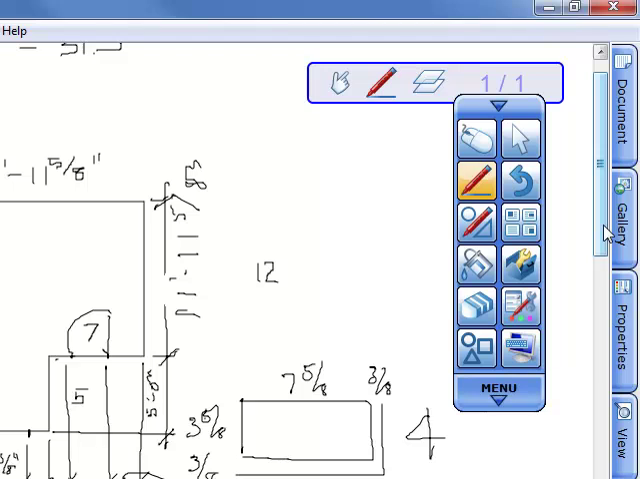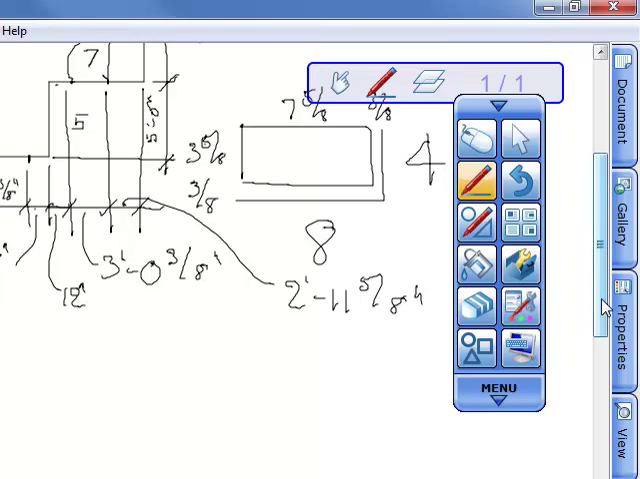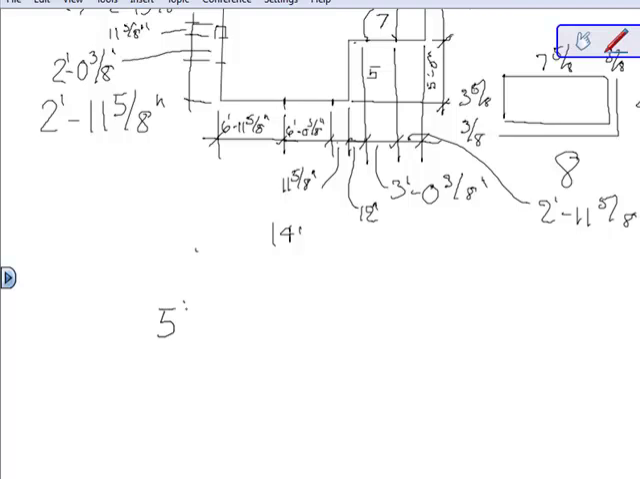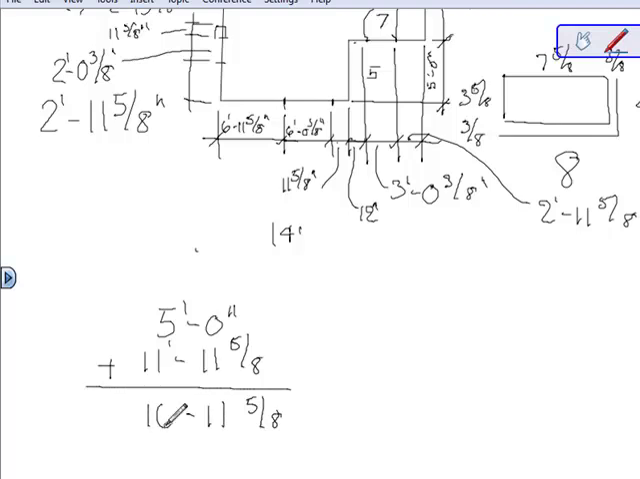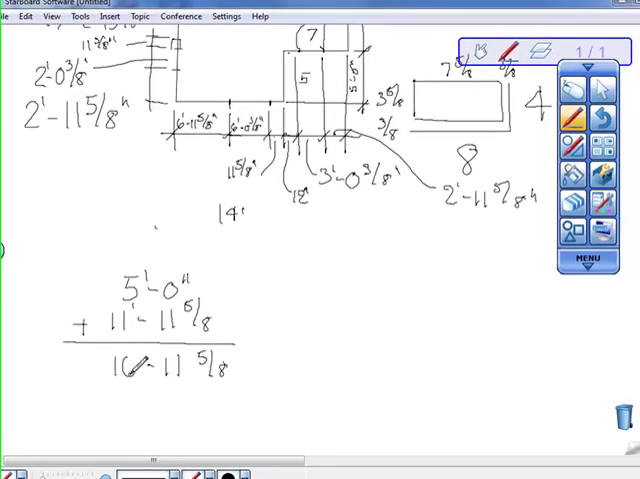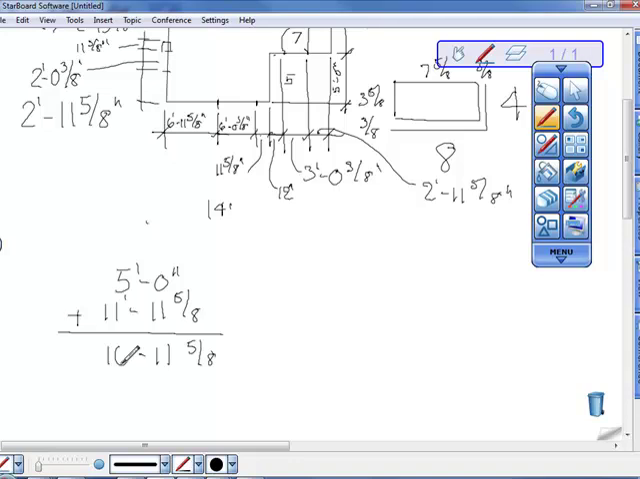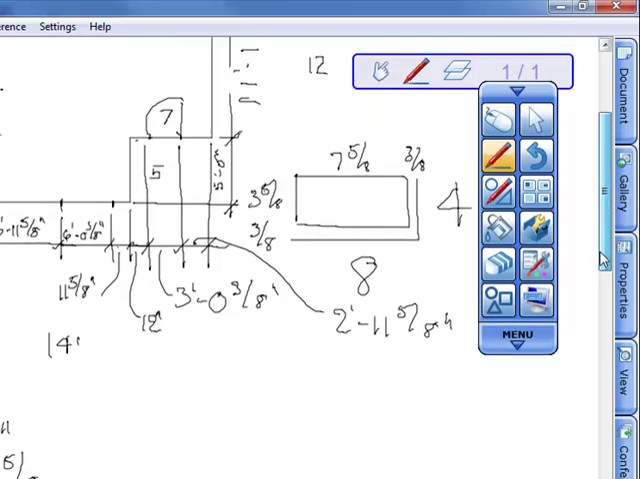17 bricks long, and we know that it has to equal, so you're gonna have your 5 feet 0 inches, plus 11 feet 11 and 5/8, equals 16 feet 11 and 5/8, and that's 17 squares long. Okay. So that right side adds up to that.